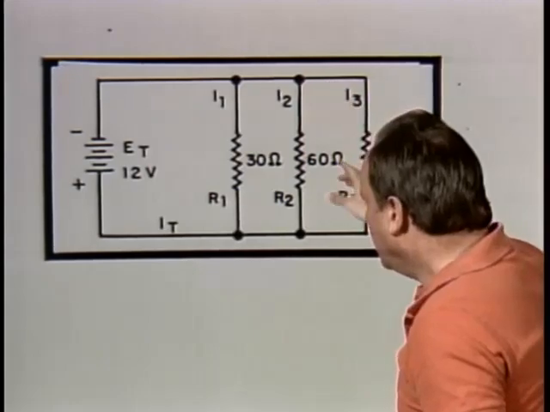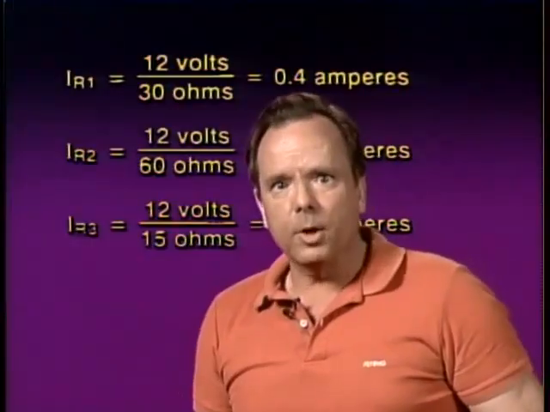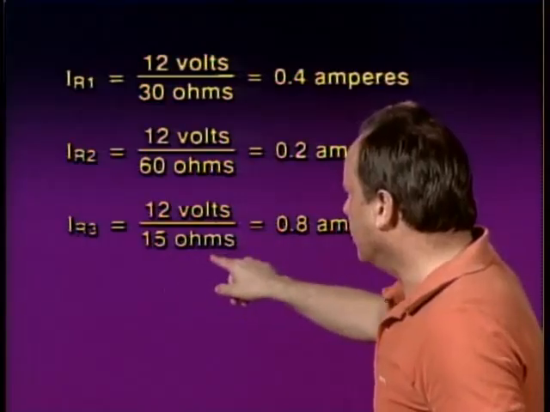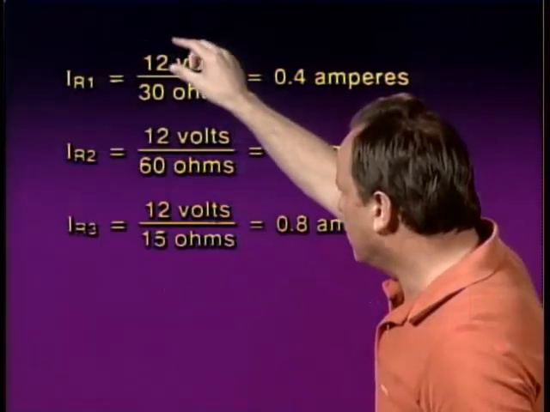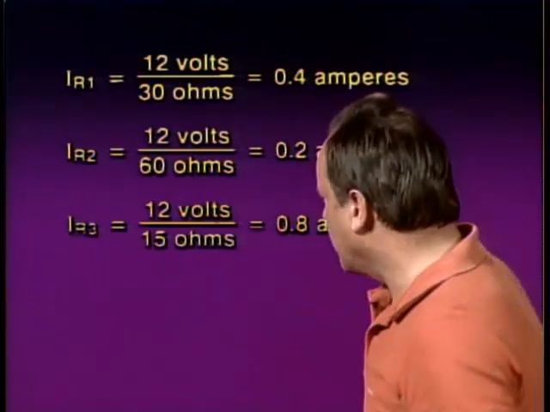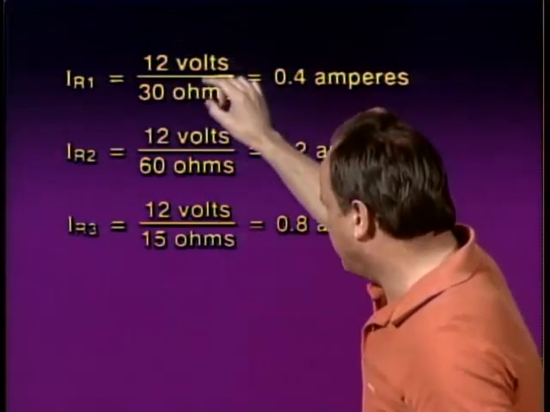Now let's take a look at it. How many volts is this circuit? The circuit is 12 volts. So there is a 12-volt drop across each one of these resistances. We know that to begin with. We also know how many ohms each one of these resistances is, because it tells us here 30, 60, and 15. So to figure out the current for each path, all we have to do is use Ohm's law.